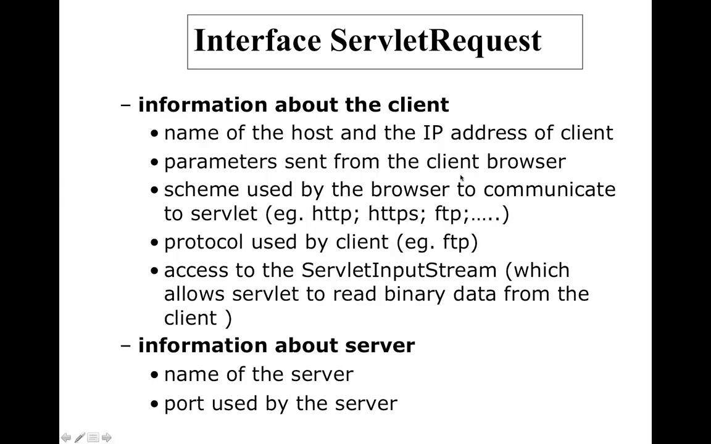Request also has parameters sent from the client browser and the scheme used by the browser to communicate, scheme meaning protocol, whether it is the HTTP protocol that you're handling or FTP protocol. Like that, you can identify what protocol the client is using, and access the servlet input stream and servlet output stream, like some binary data that you want to read from the client, or some binary data that you want to write onto the server. You can use streams. Information about the server, name of the server, port of the server, all these are available in a servlet request, and it is an interface.